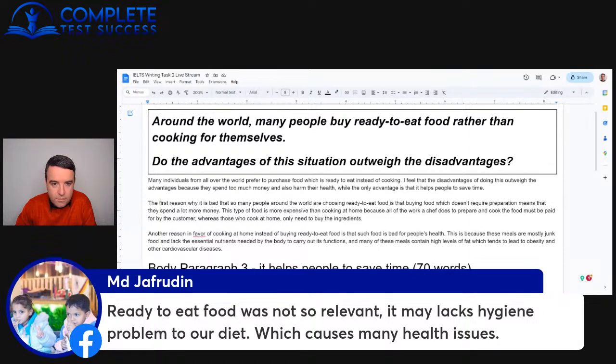Mohammed, ready-to-eat food was not so relevant. It may lack hygiene problem to our diet, which causes many health issues. Good. So we can say ready-to-eat food is often not as hygienic as food that is prepared in the home. Yeah, so that's perfect. The language, actually, the vocab and the grammar, there are quite a few mistakes, so you do need to work on vocab and grammar, but the idea makes sense. So for task achievement, it's good.